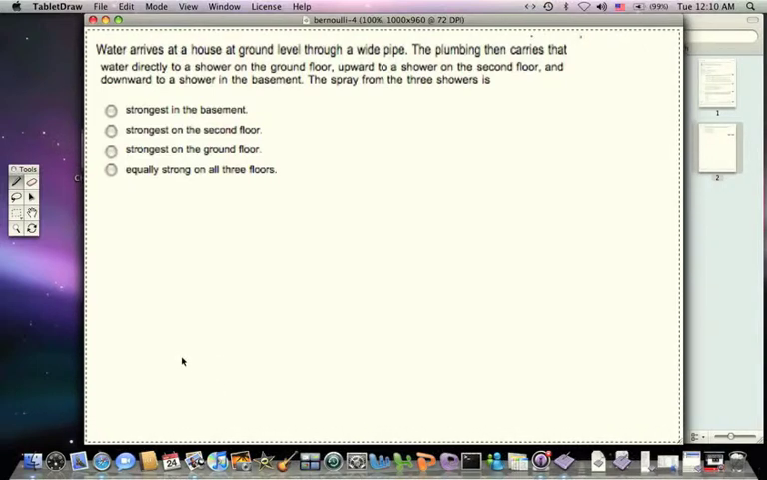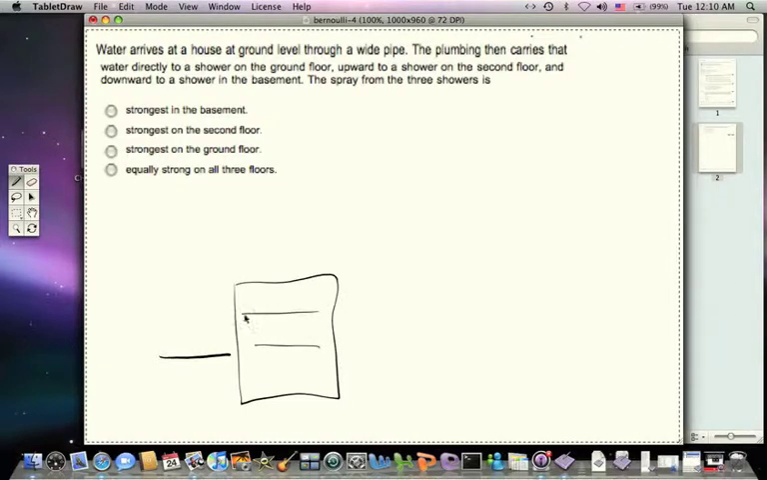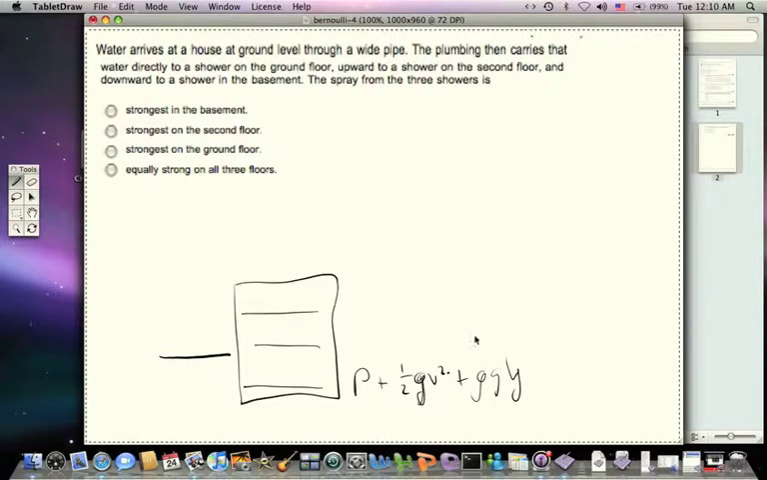So the idea is that you have water coming into the house, and you've got a shower on the 2nd floor, the 1st floor, and down the basement. And the idea is, as you go through here, what's changing, essentially, is not the kinetic energy, but what is changing is that as you go up the house, this potential energy term increases, and so as you go up the house, then the pressure has to decrease.